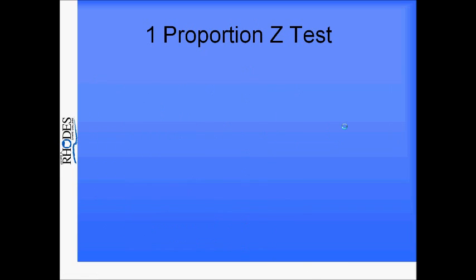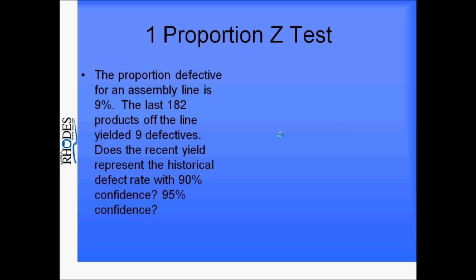Okay, let's get into proportions. One proportion z-test. Okay, the proportion defective for an assembly line is 9%. The last 182 products off the line yielded 9 defectives. Does the recent yield represent the historical defect rate with 90% confidence? How about with 95%? Okay, so let's go ahead and get dug in here.